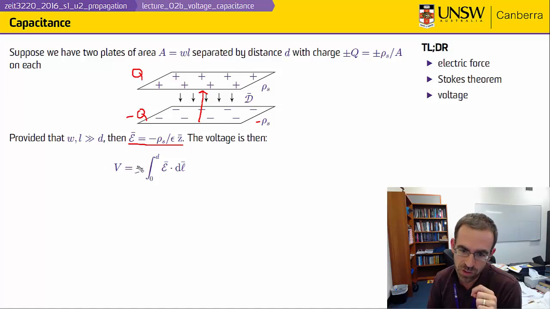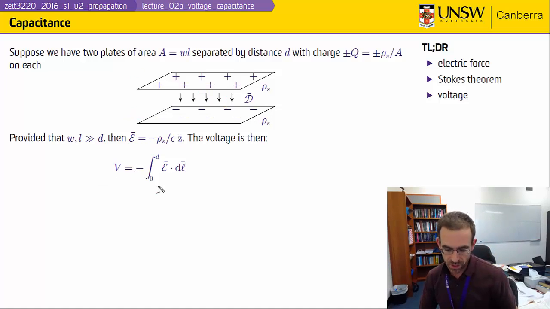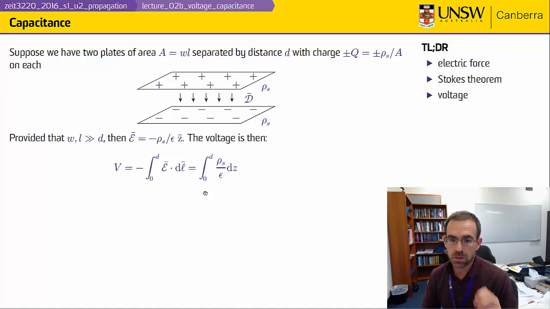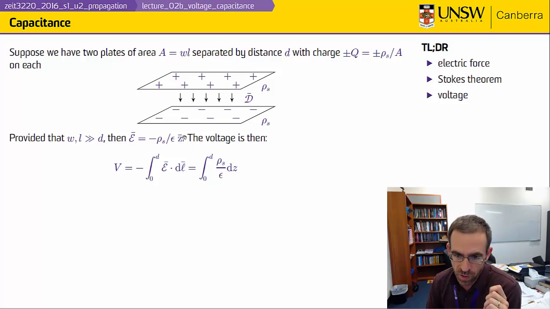So I'm going to get a minus sign, which is going to cancel that minus sign. And when I do that, plugging in this value, this particular integration, I have a constant dz, and that's going to give me rho sub s d over epsilon.